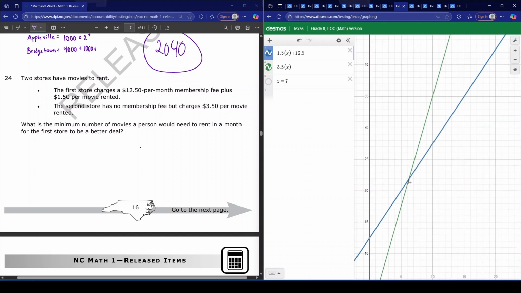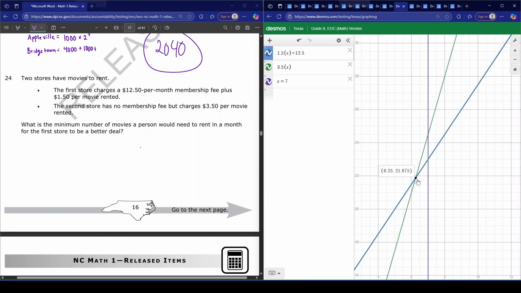Because technically, we can't really have 6.25 movies. So that's why we say 7 for this one. So let's just put 7 movies up here. And that's basically all we have to do. Just make sure you don't get confused by any decimal points. If after a decimal point, for example, you have 6.49, just round up to 7. You can't have 6.25 movies, but you can have 7 movies.